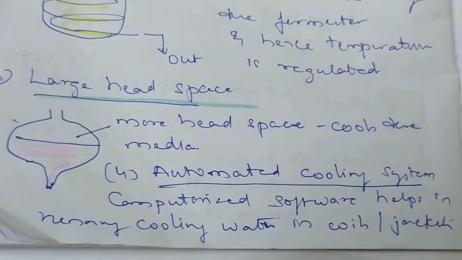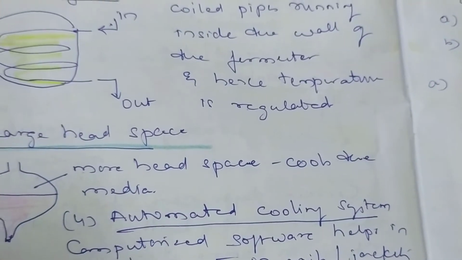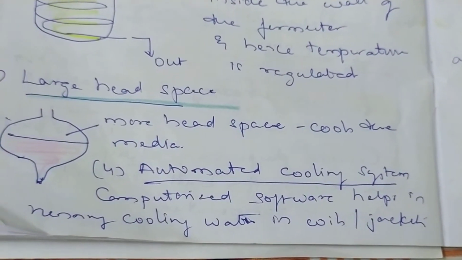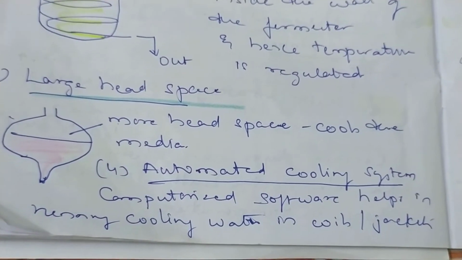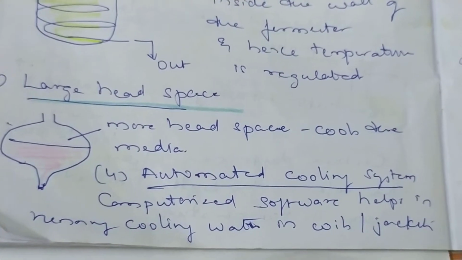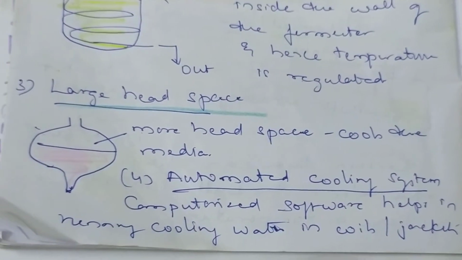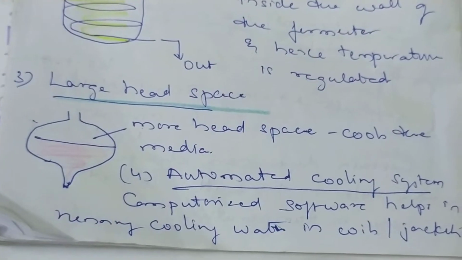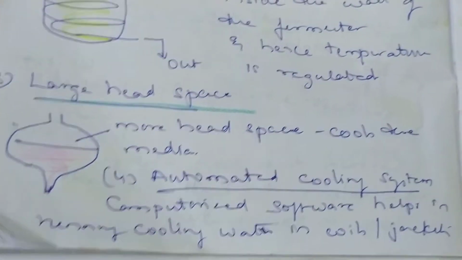Can you see the type of bioreactor here? Large head space. What do you think about this head space which is larger here? It cools the medium automatically. I'm not showing the agitators and impellers here, just the design I've tried to show. You can see that there's a large surface area. The bioreactor is designed in such a way that a large surface area is brought in.